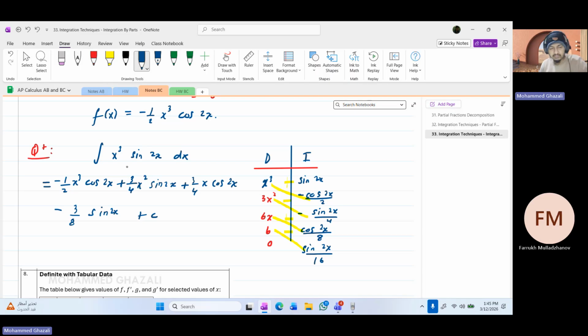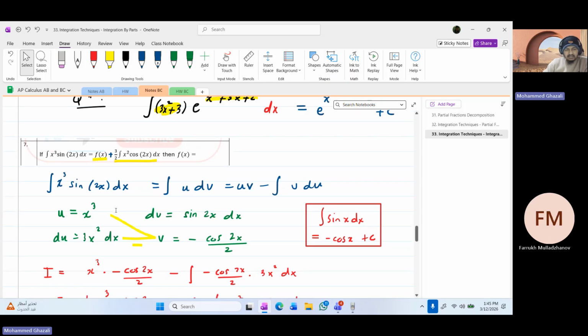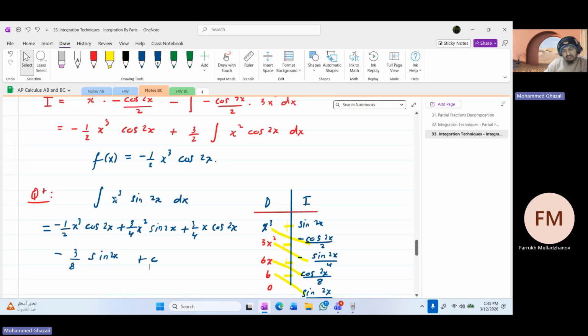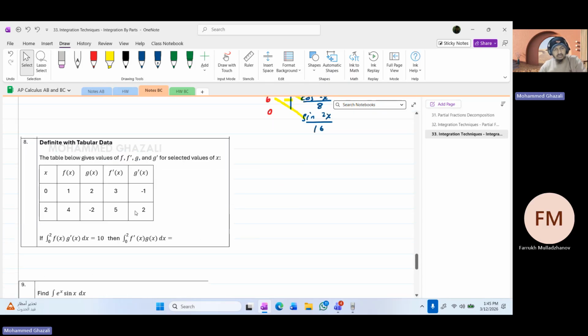So we're going to avoid doing integration by parts 3 times or 4 times. Right. Especially because we have a polynomial function. So nice question there. Let's continue.